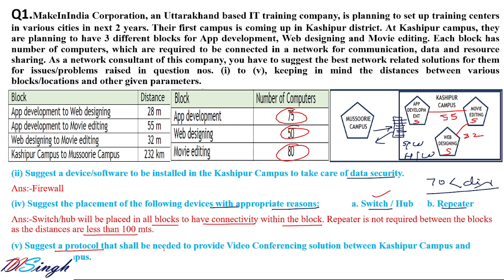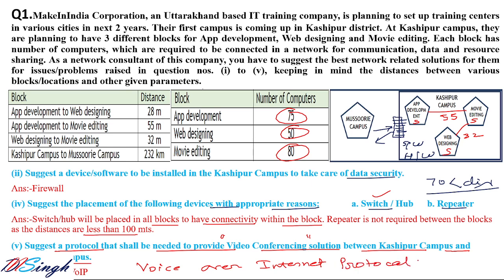Suggest the protocol that is needed to provide video conferencing solution between Kasipur campus and Mussoorie campus. Whenever this word video conferencing comes, we have one special protocol for it, that is VoIP, voice over internet protocol. So for that purpose, this particular protocol is used. So this is the answer.